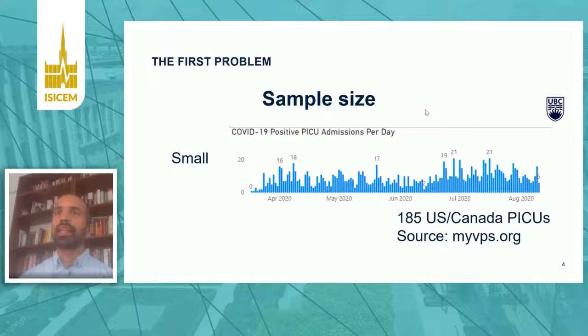Taking COVID-19 as an example, this is data from across North America, cumulative daily admissions. And you see numbers in the teens or single digits, and this is across nearly 200 North American ICUs. Obviously, the numbers are very different across adult ICUs around the world. And so the first problem, obviously, to generate new knowledge in children from a clinical trial perspective is the small numbers of critically ill children.